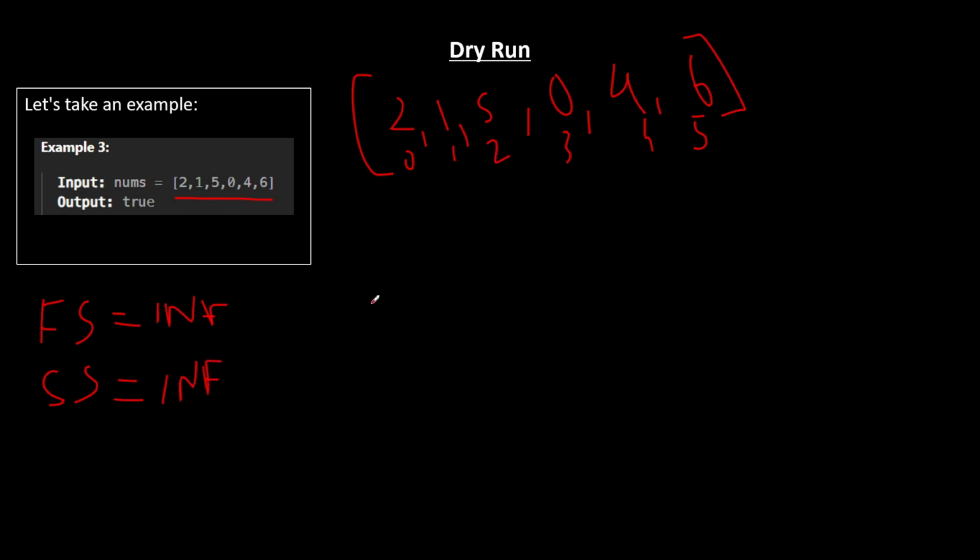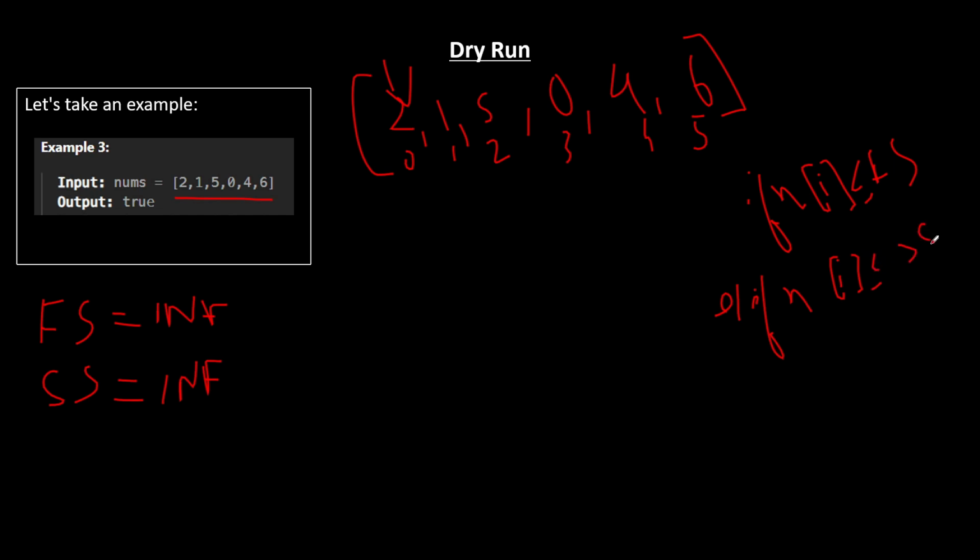Now we are in I at index 0. Our first condition is to check if nums of I is less than or equal to first small, right? And then else if nums of I is less than or equal to second small, else return. So we will trigger the first condition now. nums of I, which is 2, is it less than first small? Yes, it is. We will have 2 here. Okay, we will move ahead.